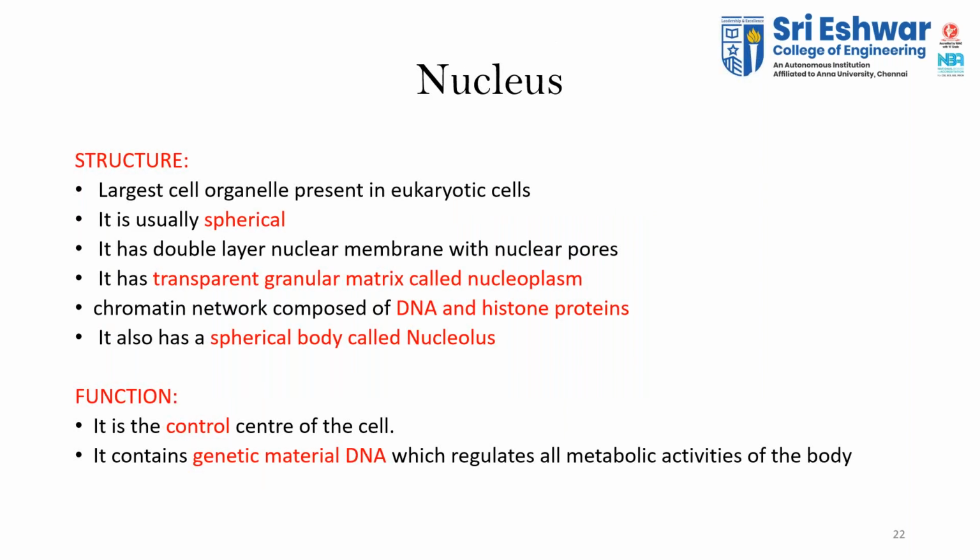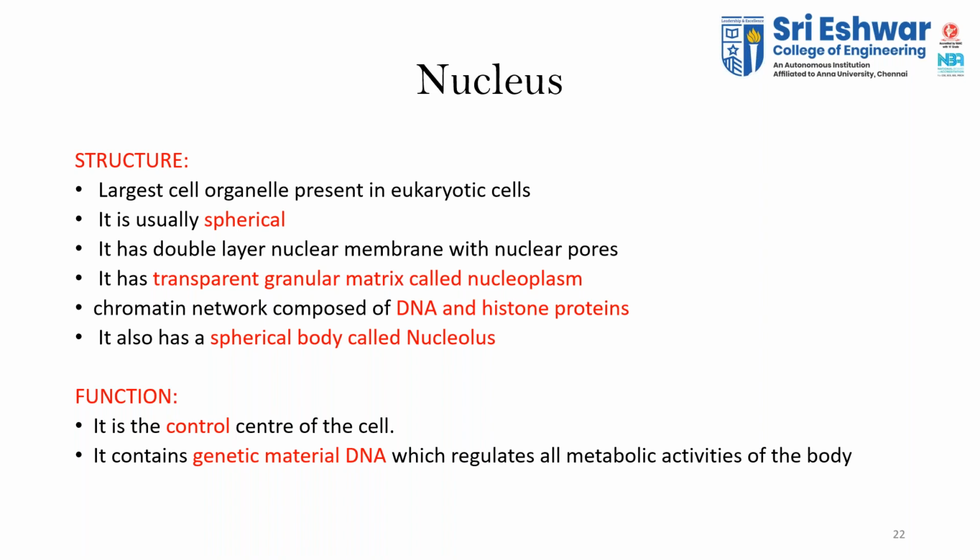And next comes the nucleus. This is very important. The nucleus is the largest cell organelle present in eukaryotic cells. It is usually spherical, a round shape, and has a transparent granular matrix called nucleoplasm. Inside the nucleus we have a transparent material which is called nucleoplasm. There is a chromatin network composed of DNA and histone proteins. Inside your nucleus you will have DNA, deoxyribonucleic acid, and histone proteins. All these cell functions involve storing protein and converting those nutrients into energy.